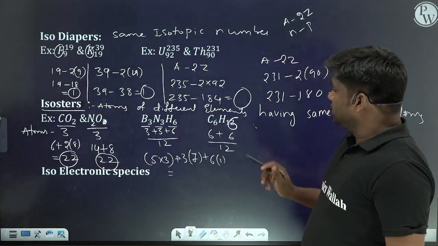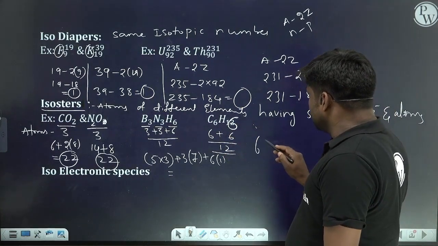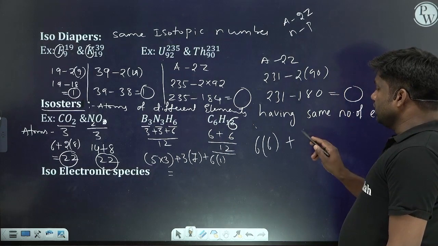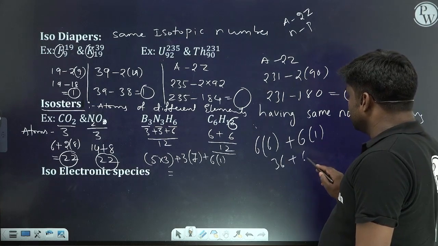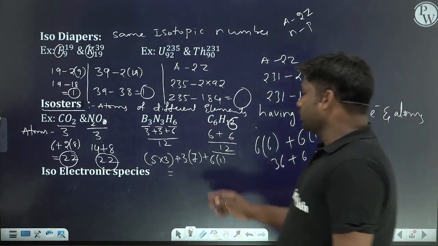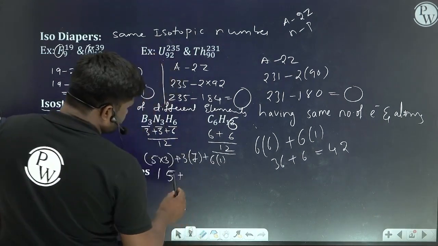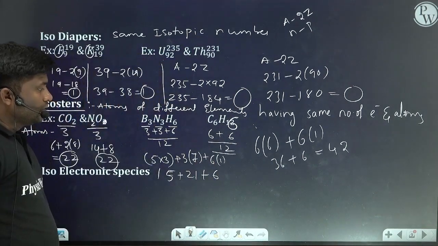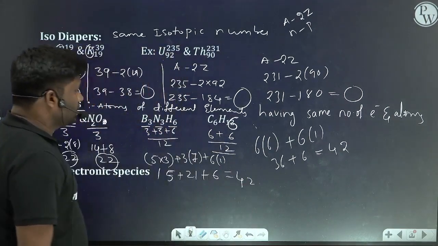And next C6H6. See carefully now. Carbon 6 into each atom carries 6 electrons plus hydrogen 6, each carries 1. 6 sixes are 36 plus 6, how much is the total? 42 electrons. Here also see, 15 plus 5 3 15, 7 3 21 plus 6. Okay, total here also you will be getting how much? 42. Here also you will be getting 42.